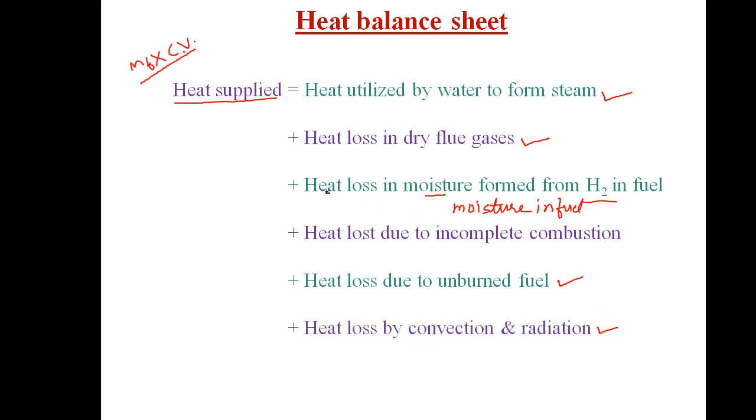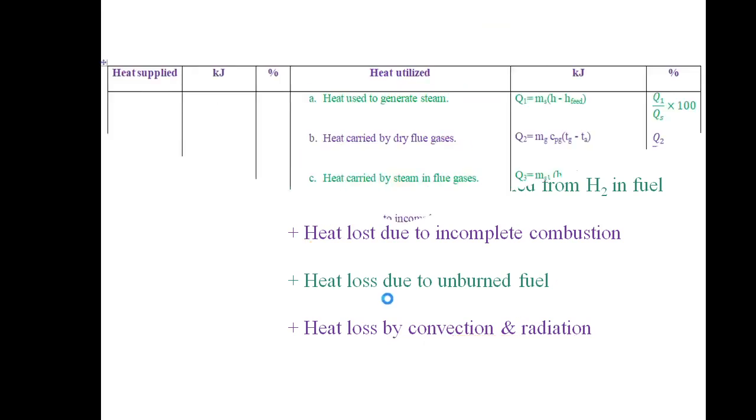So now we know everything. Heat supplied is known, heat utilized to produce steam is known, heat lost in dry flue gases is known, heat loss in moisture is known, heat loss due to incomplete combustion is known, heat loss due to unburned fuel is known. Then the left hand side is known, and on the right hand side all these items are known. This is unknown, so this can be calculated, and we call this unaccounted heat.